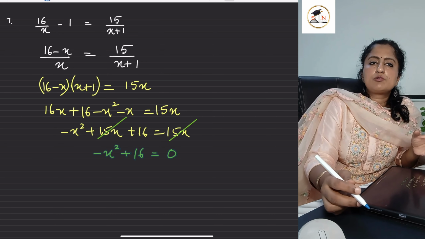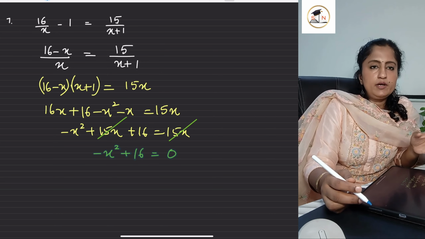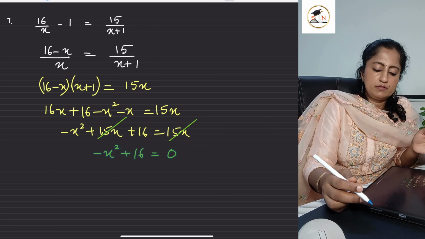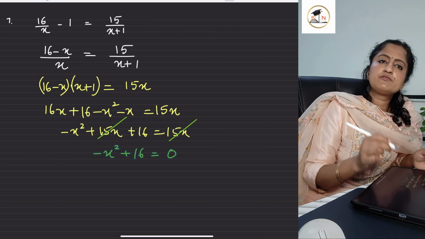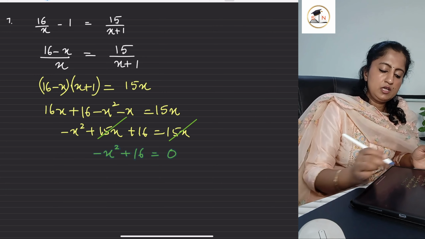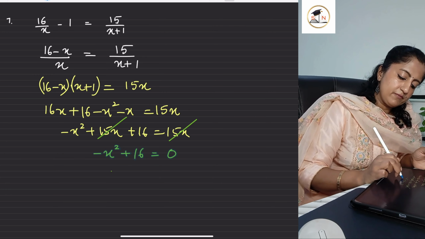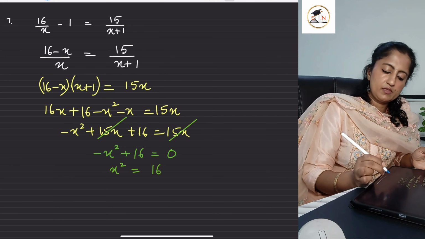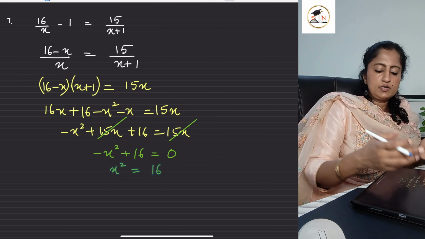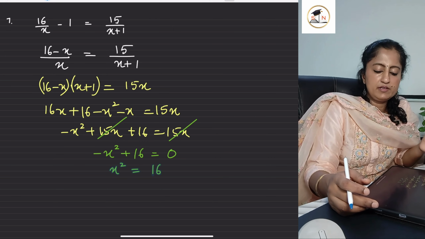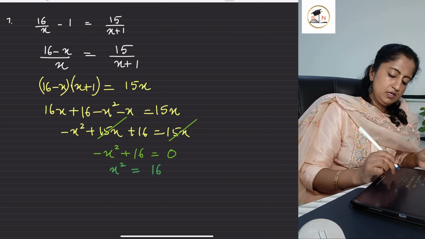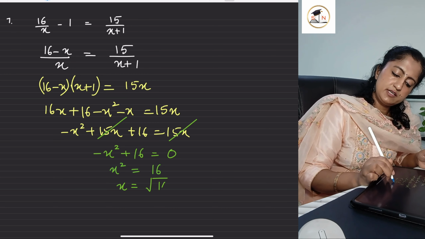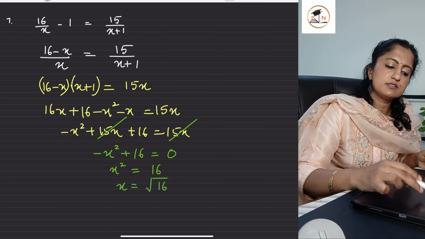Now, when you have such a quadratic form, though it is not a standard form, it is still a quadratic equation, right? So it becomes just a two-step question on how to solve it. What are we having? We are having x square equals 16, because I took x square on the other side. So we are having x square equals 16. Now, in order to solve for x, I'll do the square root of 16. So what is going to be your answer?